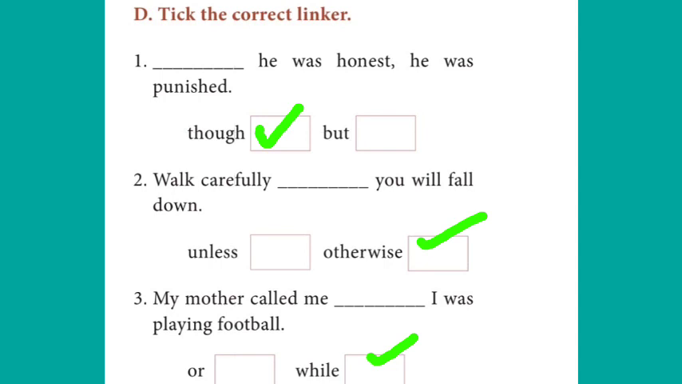See next one, take the correct linker. First one, dash he was honest, he was punished. Answer, though he was honest, he was punished. Second one, walk carefully, dash you will fall down. Walk carefully, otherwise you will fall down. Third one, my mother called me dash I was playing football. My mother called me while I was playing football.